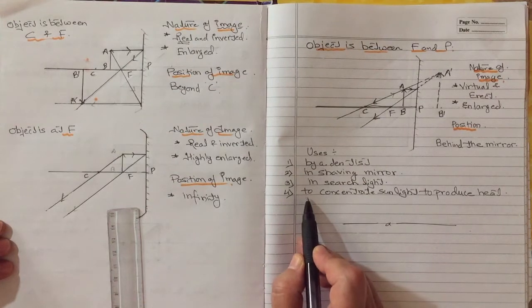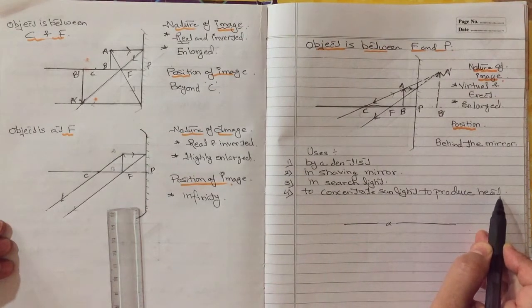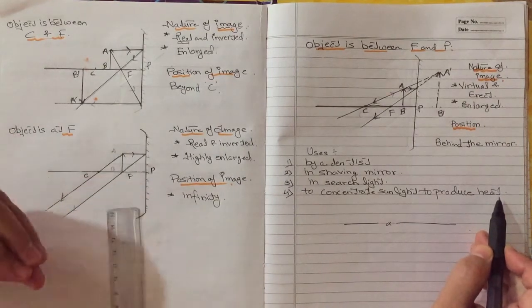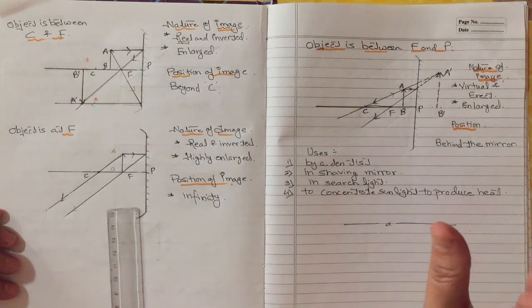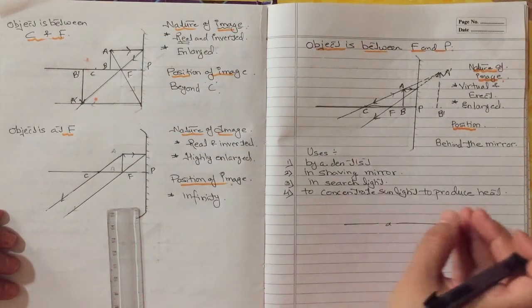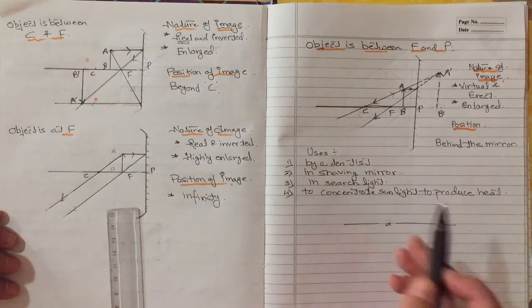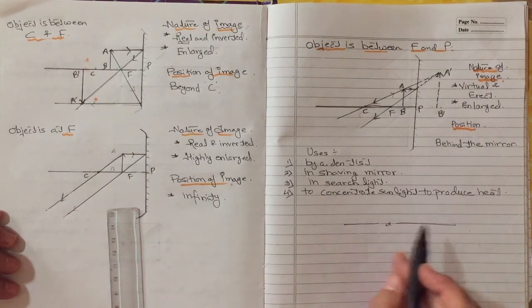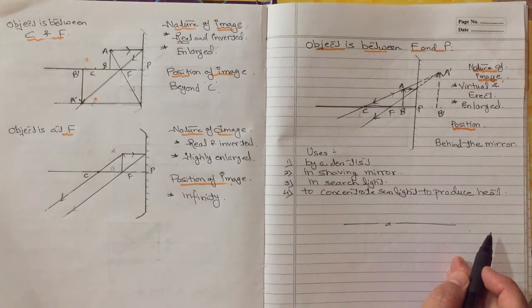It concentrates sunlight to produce heat. As we know, the rays of a concave mirror converge at a particular point. They meet at a particular point. So we can converge the sunlight and produce heat out of this. They are also used in search lights. So this is all about concave mirror. Students, practice these diagrams which I have taught you today, and thank you so much.